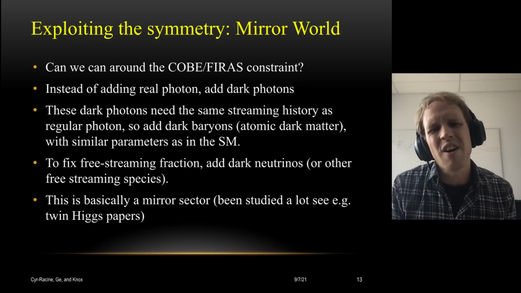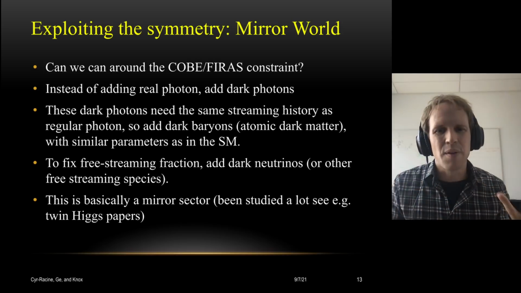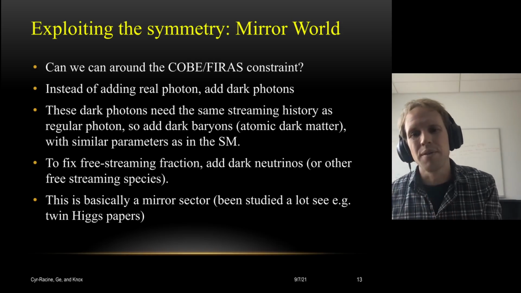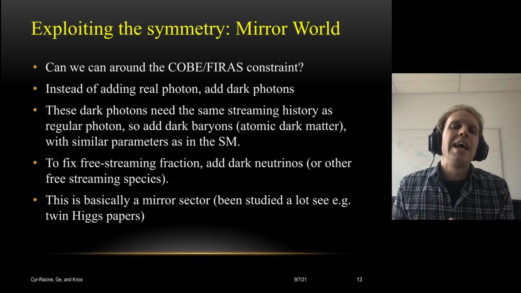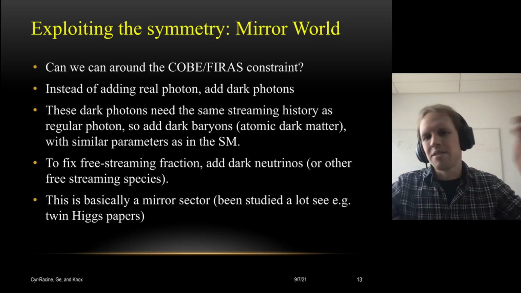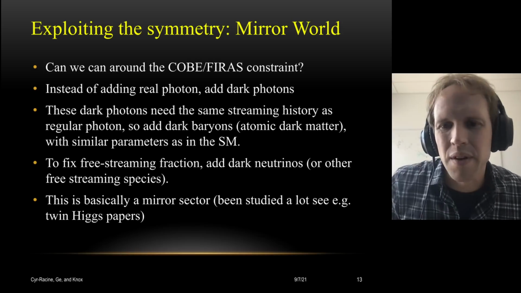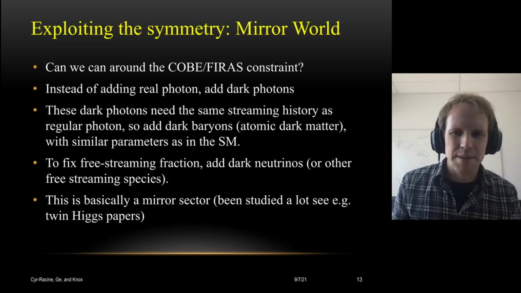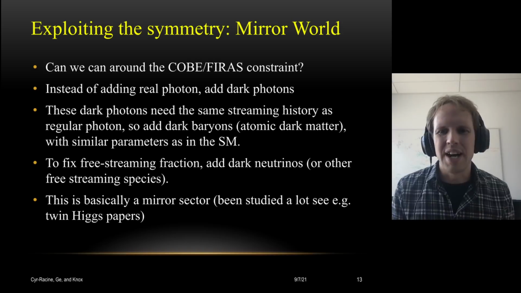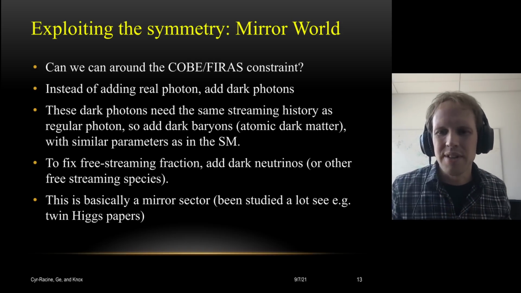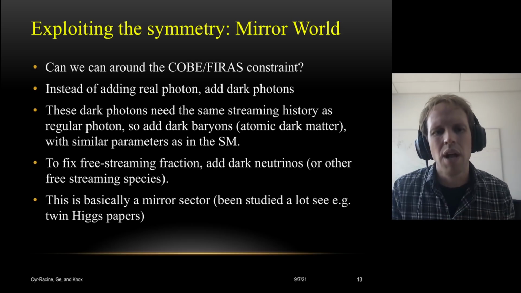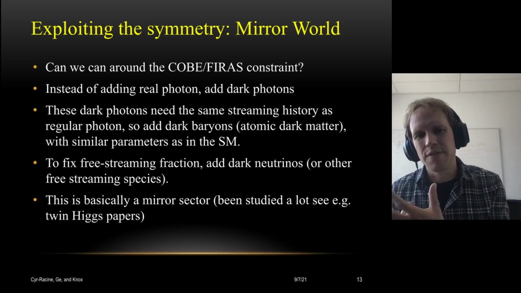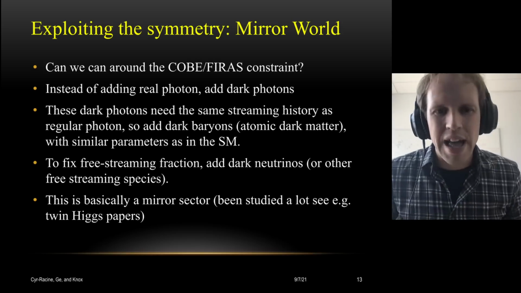But the kicker here is that these dark photons, just because we want a successful cosmology, need to have the same streaming history as the regular photons. So they need to be tightly coupled, or have a very short mean free path, at early times. And close to recombination, their mean free path has to increase dramatically, so they basically start streaming and behave very similar to normal photons. One way to do that, of course, is to introduce dark baryons, and by this I mean basically atomic dark matter. You have a dark electron and a dark proton that are ionized at early times, but then form a bound state at later times that are neutral. If the parameters of this atomic dark matter are very similar to that of the standard model, then you can imagine that these dark atoms could form at a similar epoch as normal hydrogen.